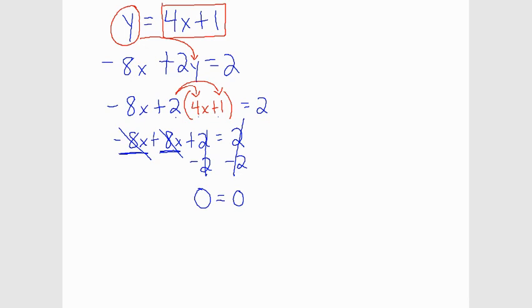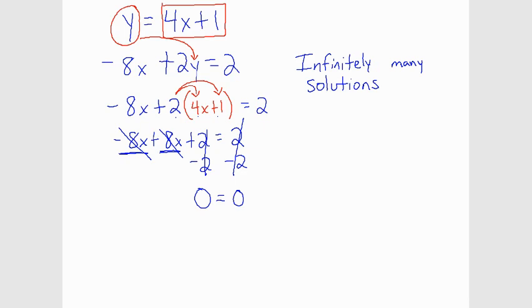So this is an example of what you would see when you get infinitely many solutions. And how do we know this? Well, simply we don't have a variable to solve for. And when you lose your variable that you're solving for, and you are left with a number equals a number, one of two things is going to happen. One, it's going to be a true statement.